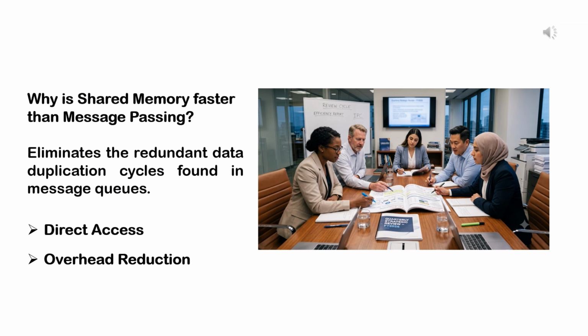Now, let's understand why shared memory is considered the fastest IPC method. Normally, when data is transferred between processes, the operating system must repeatedly copy information from one memory location to another. This copying consumes both CPU time and memory bandwidth. Shared memory eliminates these unnecessary copies.